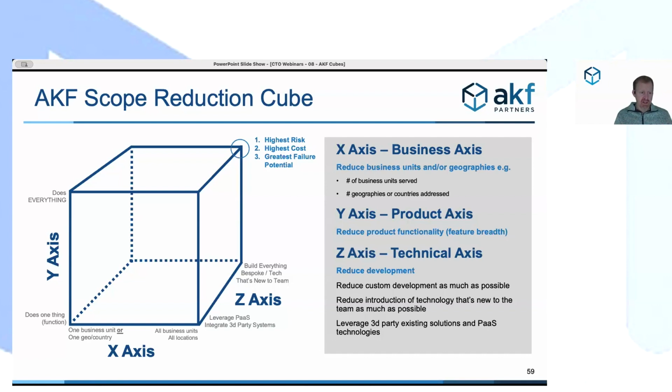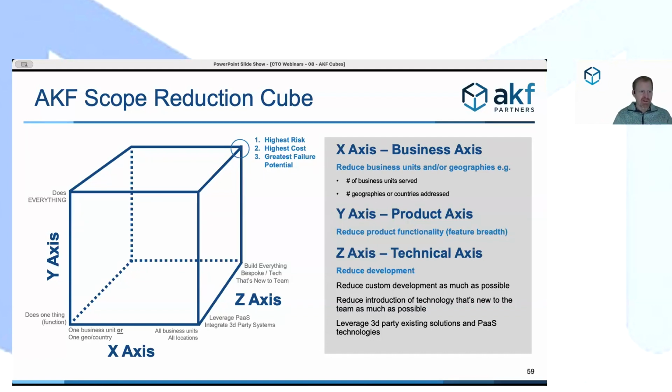And then Y is functionality. That's more like our Y axis, which is, let's start just breaking up a functional piece of it. And then Z is more about technically how you do it. The worst one is, we're going to rebuild this from scratch on brand new technology that the team has no experience with. That's the most risky.